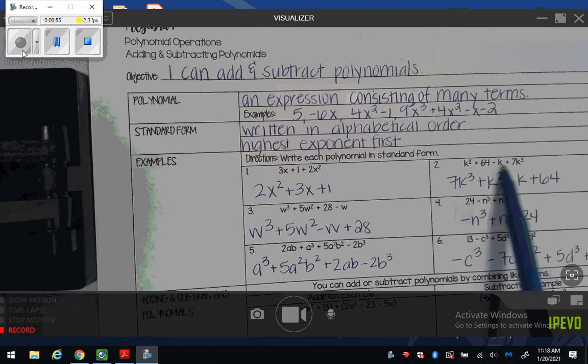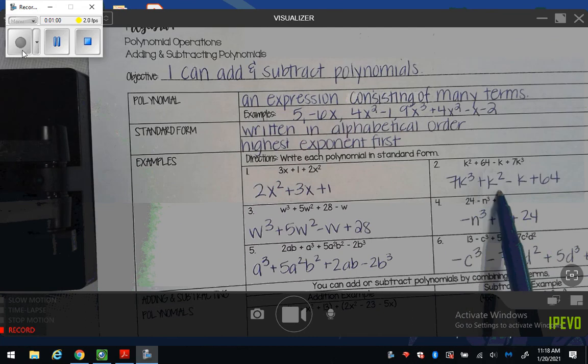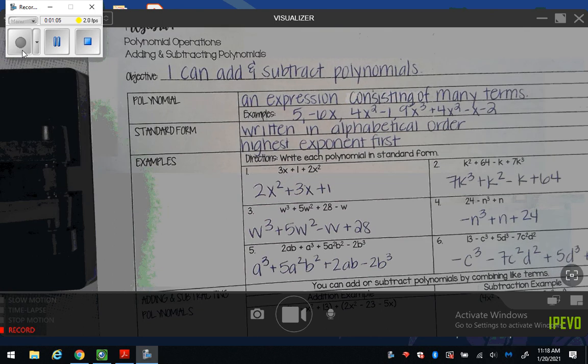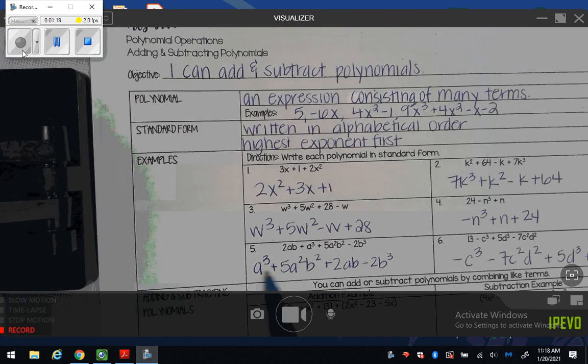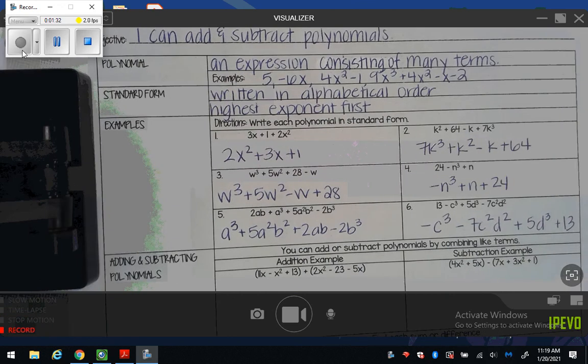Again, this one right here, my largest is k cubed. So k cubed comes first, then k squared, then k, and then 64. Okay, so it's all about putting them in numerical order, largest down to smallest. What happens if you have two variables here? I have a's and I have b's. Again, alphabetical order and then highest exponent. So a cubed, and then I have this a squared, 5a squared b squared is going to go next, then 2ab, and then that negative 2b cubed is going to go last. Okay, alphabetical order and highest exponent.